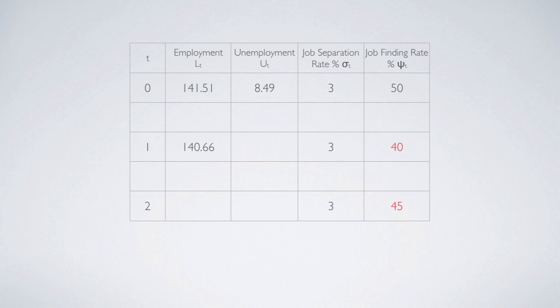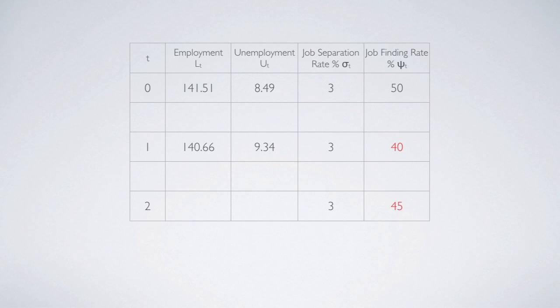For unemployment, among the 8.49 million unemployed workers, 1 minus 40%, which means 60% of them, will not find a job yet. They will stay put in unemployment. And other than that, 3% of the 141.51 employed workers would get separated from their job. So when we sum them together, we have 9.34 million unemployed workers. Then we move on to period 2.